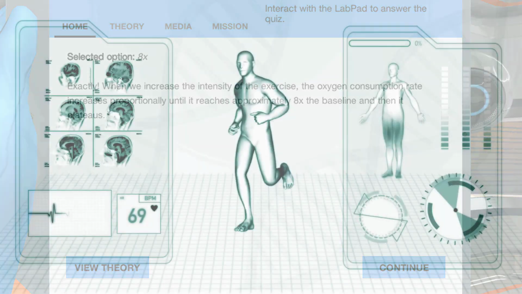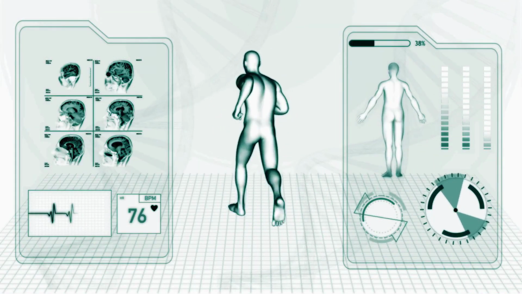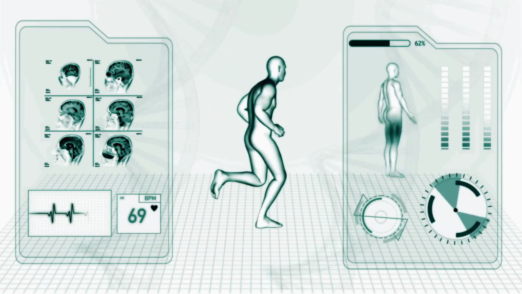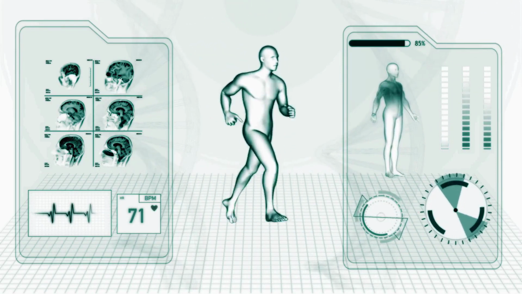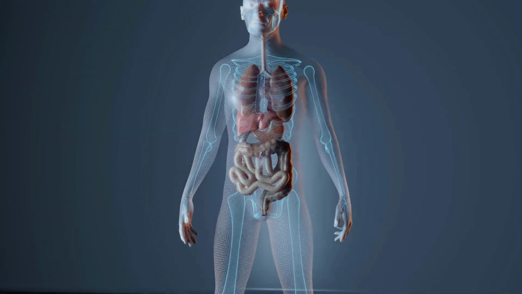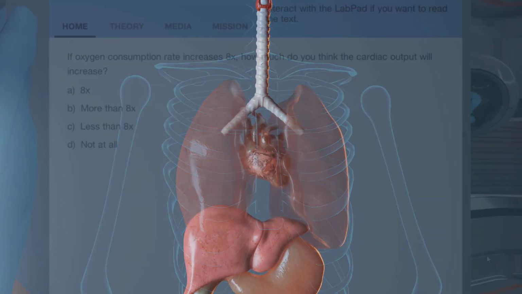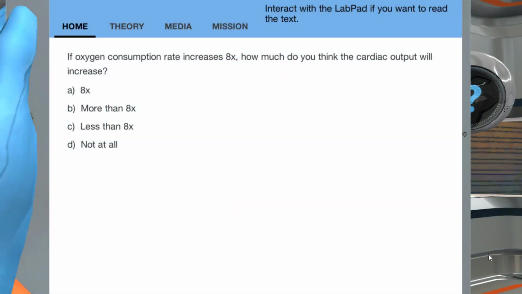Exactly. When we increase the intensity of the exercise, the oxygen consumption rate increases proportionally until it reaches approximately 8 times the baseline and then it plateaus. Now that you know how much oxygen consumption increases, I am going to ask you to make some predictions about other variables. You can do it. If oxygen consumption rate increases 8 times, how much do you think the cardiac output will increase?